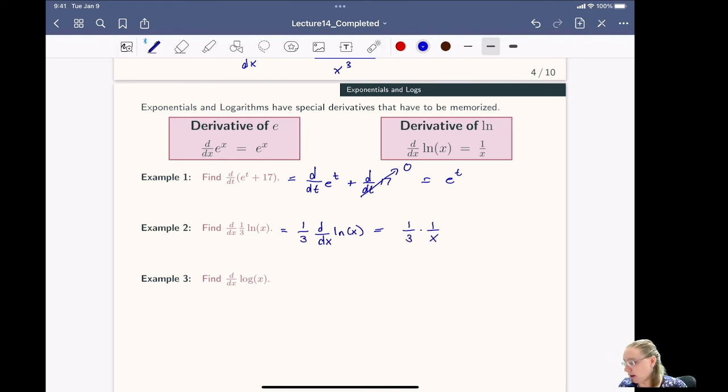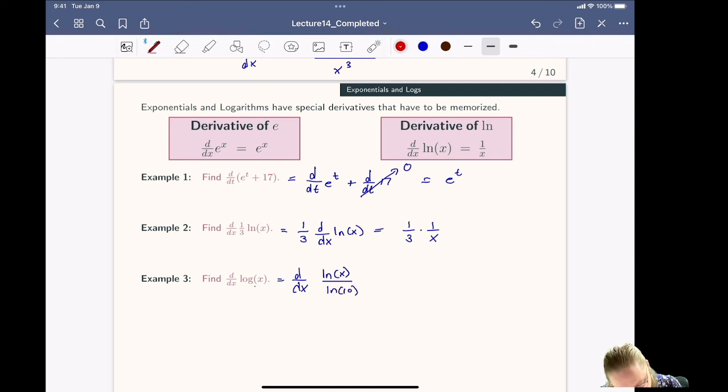Now finally we have the derivative of some log that does not have the natural base. Recall that the log here, when we don't write the base, actually has a base of 10. So how do we take the derivative of log base 10? We only have the rule for the derivative of log base e, but we want to take the derivative of log base 10. How do I do this? Well, we have to use our logarithm rules. We can change the base of a logarithm by writing this as d by dx of the natural log of x divided by the natural log of 10.